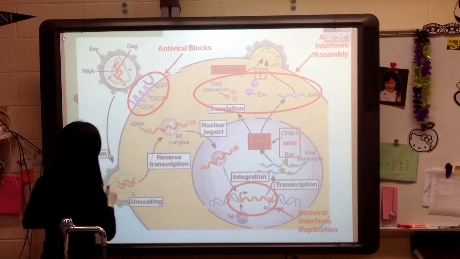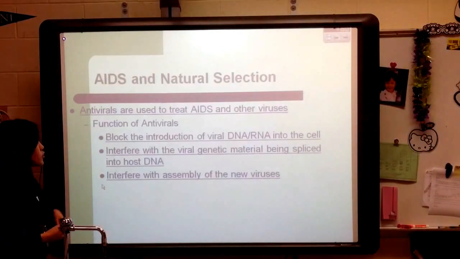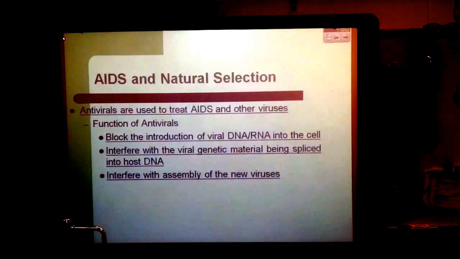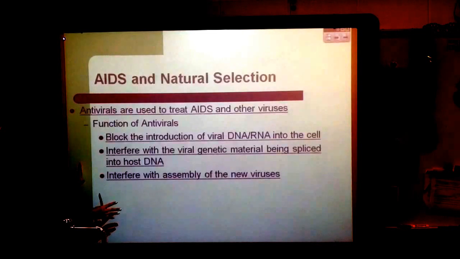So right here you'll want to pause for a minute and make sure that you have enough time to write down the 3 different functions of antivirals. Again, blocking that viral DNA, interfering with the material being spliced or copied, and interfering with the assembly of the new viruses. And we'll talk about this a little more in class as well. So make sure you take a second to pause and copy down this information.